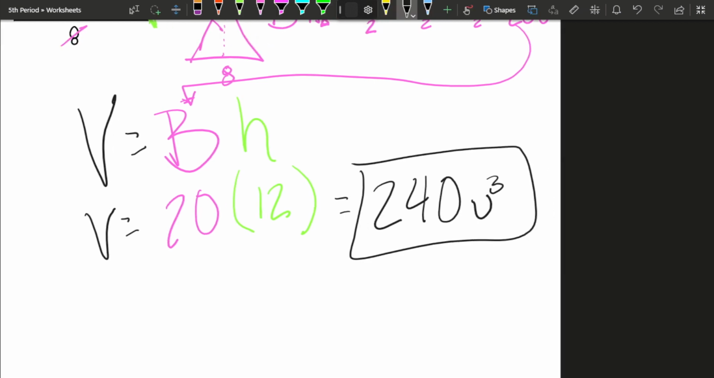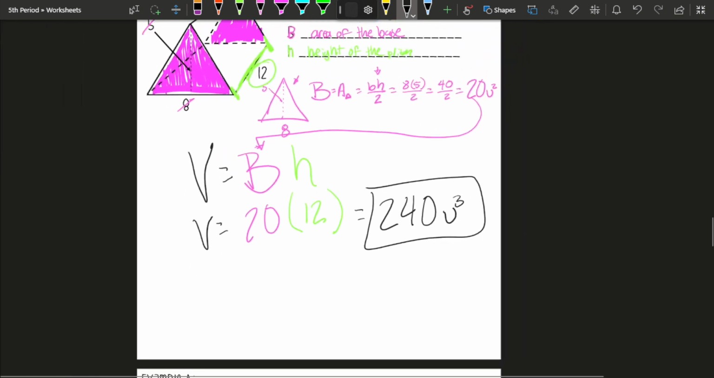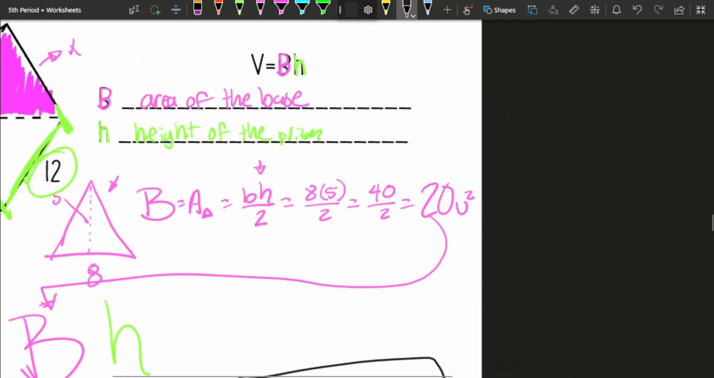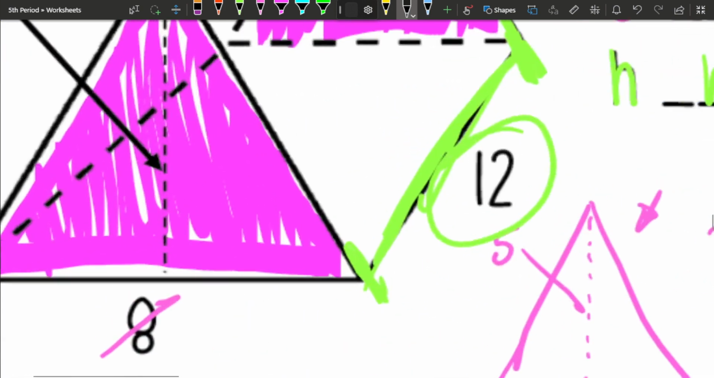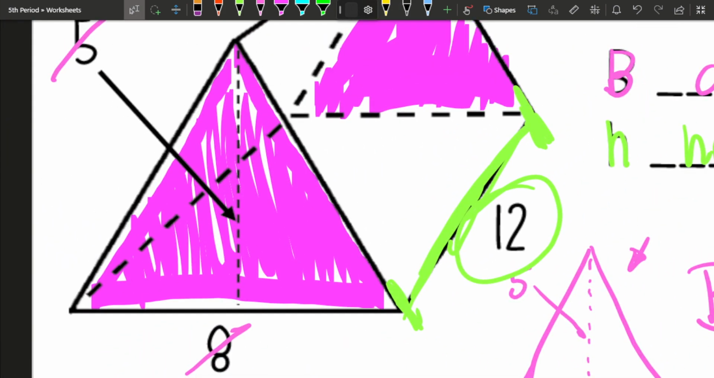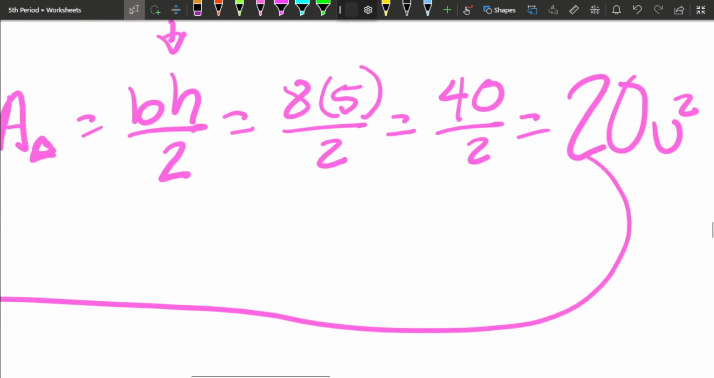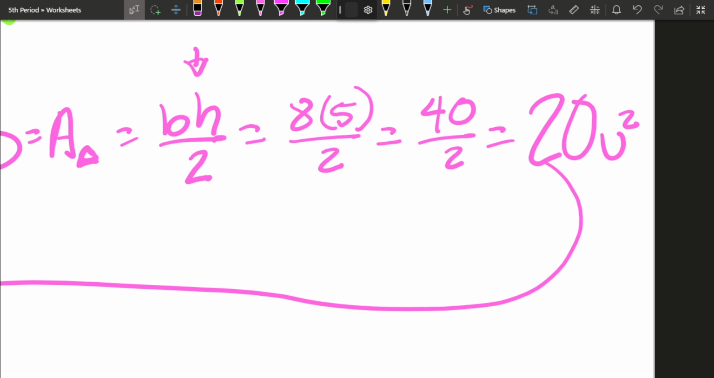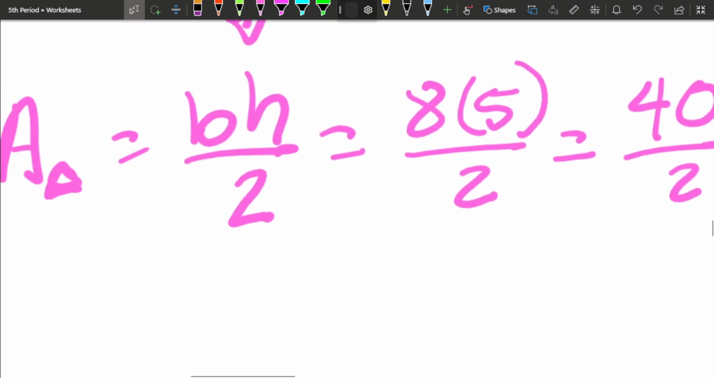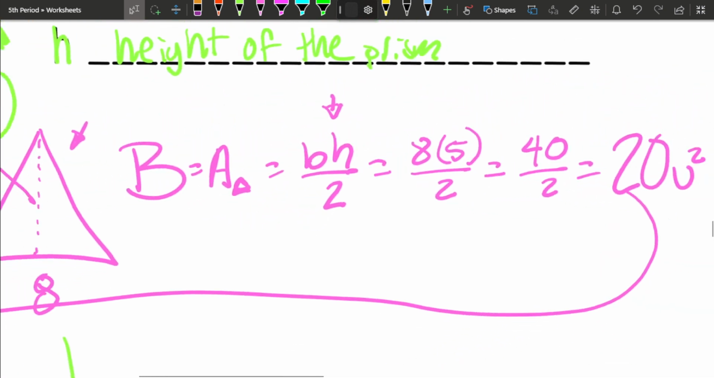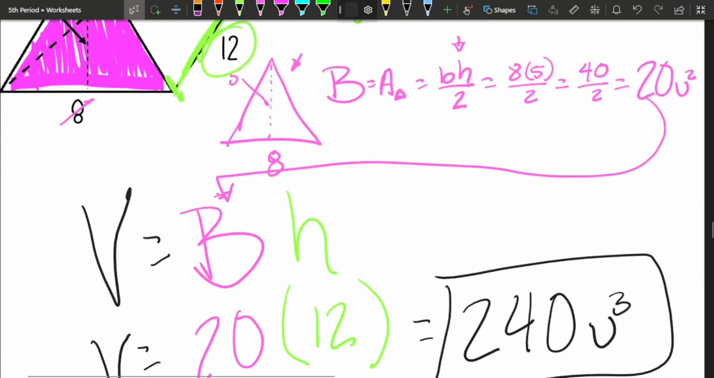So now that we cover this, again, step 1, find the area, identify the base, which we shaded. Step 2, draw the base on the side and label it. Step 3, find the area of that base. In this case, it's a triangle. So we use the formula base times height divided by 2. Step 3, write down the volume formula and fill it in.